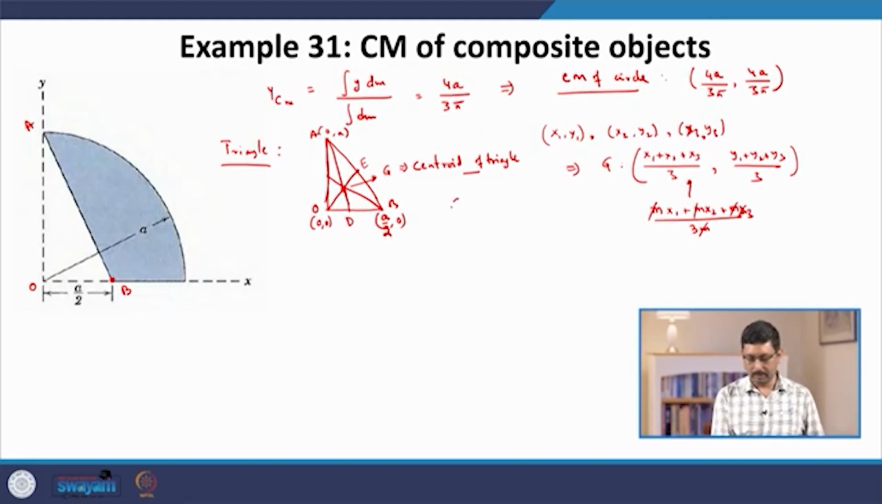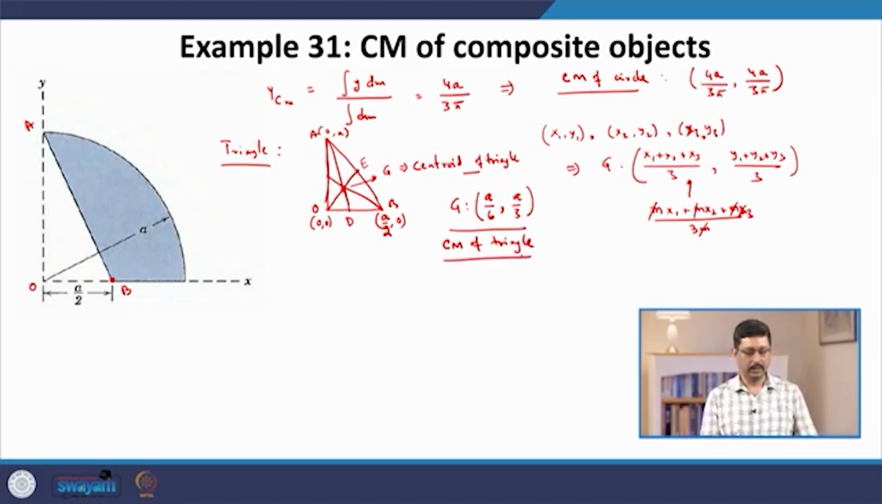You are going to apply this formula, and in this case the coordinates are given here. So, the location of the center of mass of the triangle will be given by 0 plus a by 2 plus 0, divided by 3. So, this is a by 6, and the y coordinate will be 0 plus 0 plus a divided by 3, which is going to be a by 3. So, this is the center of mass of the triangle.